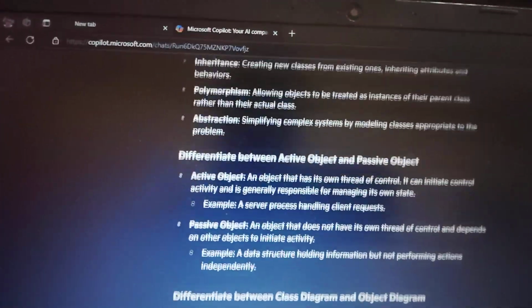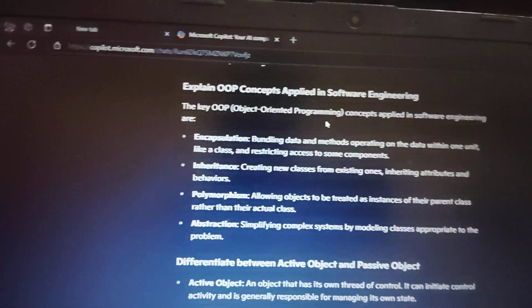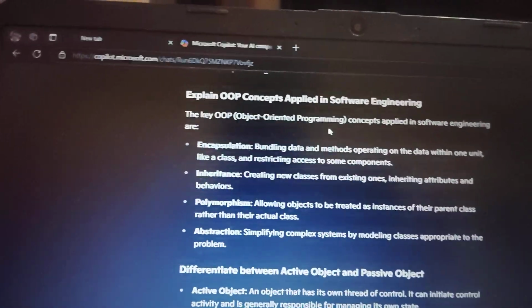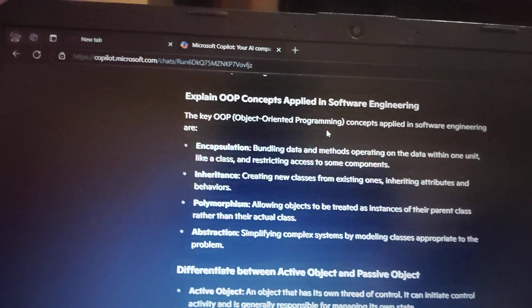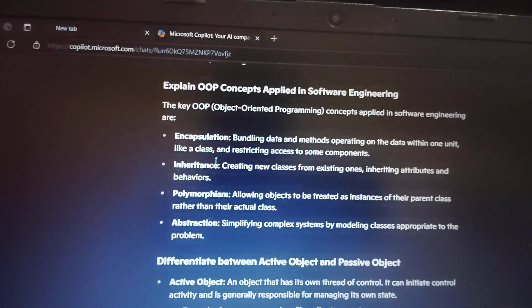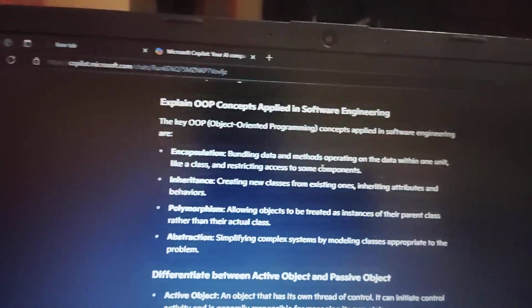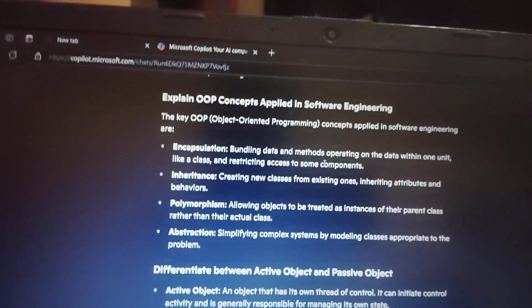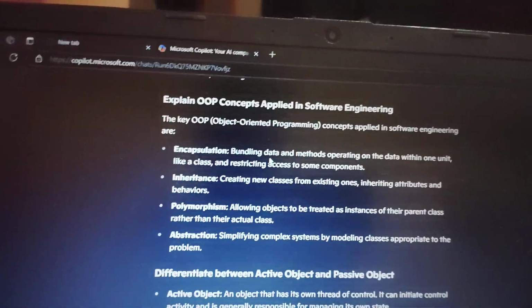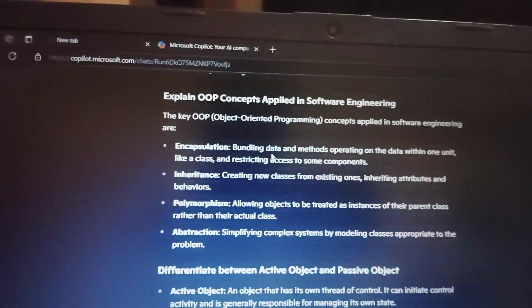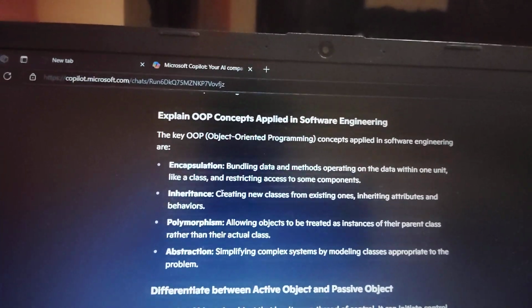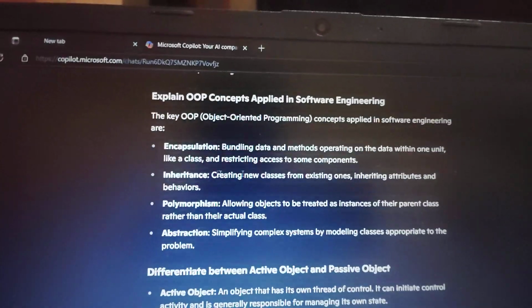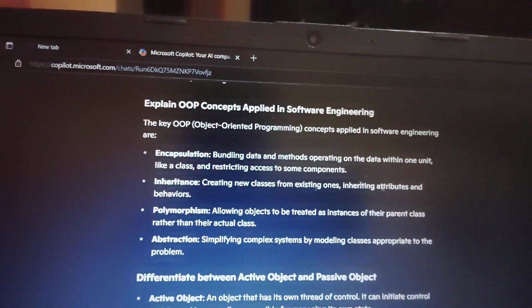Here, OOPS concepts mean object-oriented programming, as in Python and Java. There are four main concepts: abstraction, encapsulation, polymorphism, and inheritance. Encapsulation means bundling data and methods operating on the data within one unit, like a class, restricting access to some components. Inheritance means acquiring properties from a parent class to a child class. Professionally, we write: creating new classes from existing ones, inheriting attributes and behaviors.